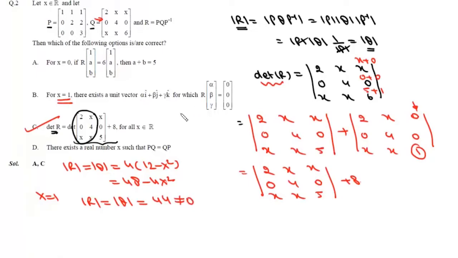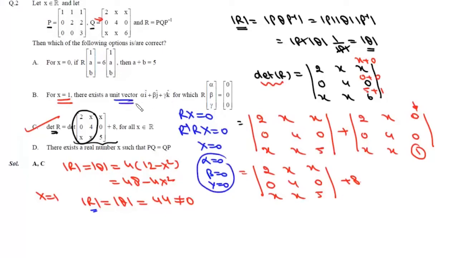So if we have this equation which is Rx equals 0, and since determinant of R is non-zero, that means R inverse exists. Now we multiply with R inverse, we can write R inverse into R into x will be 0, that is x equals 0. So from here we'll get the only condition that alpha is 0, beta is 0 and gamma is 0. That means this alpha i plus beta j plus gamma k can never be a unit vector. So this option B is incorrect.